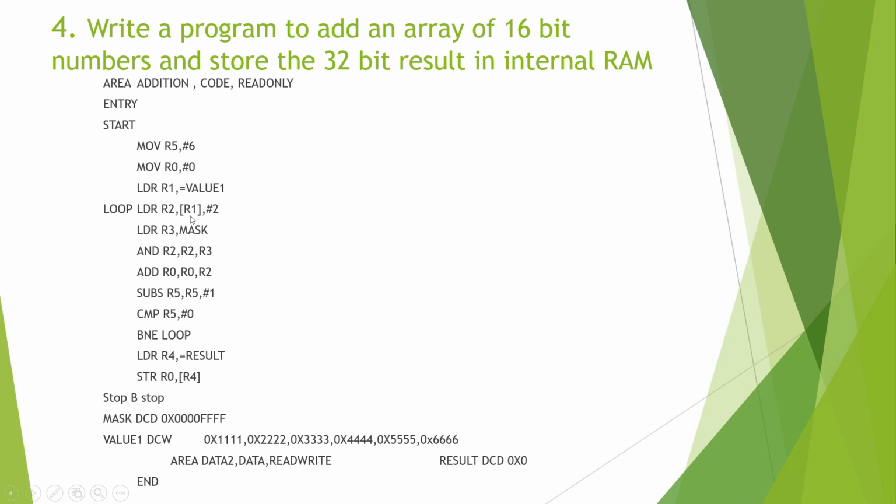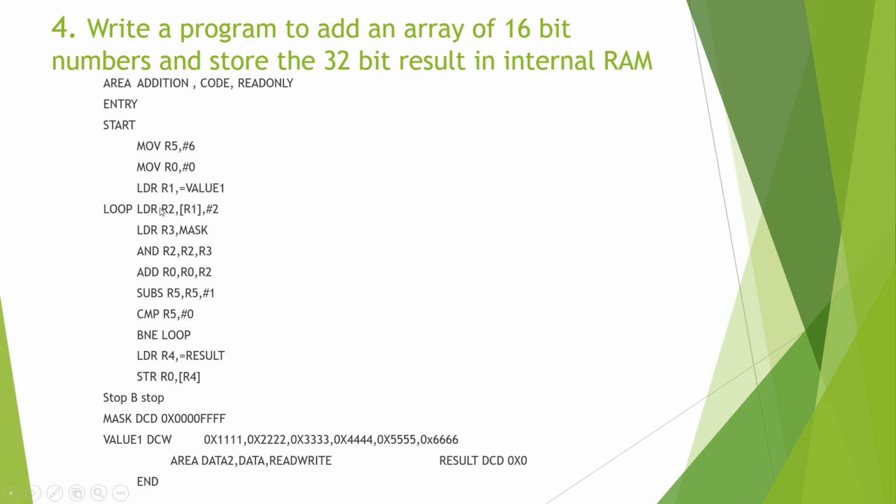Now we are trying to add 6 numbers. R5 is a counter which contains the value 6. R0 contains the result of the summation, so R0 is initialized to 0. We have LDR, where R1 is going to contain the address of the first number, value 1.